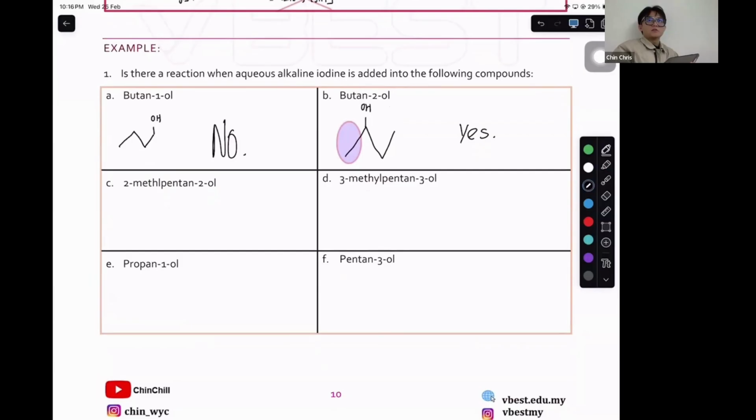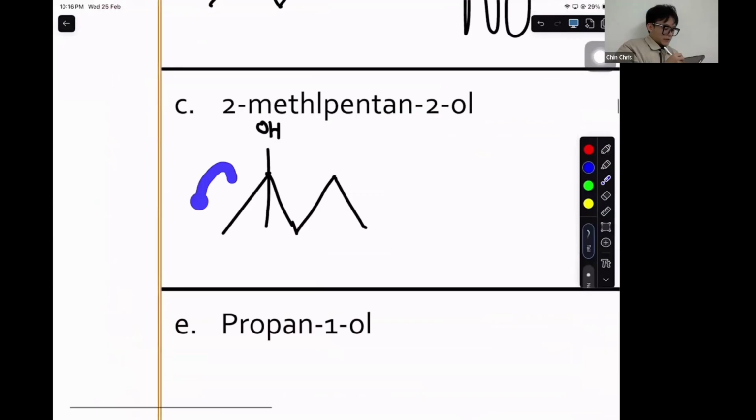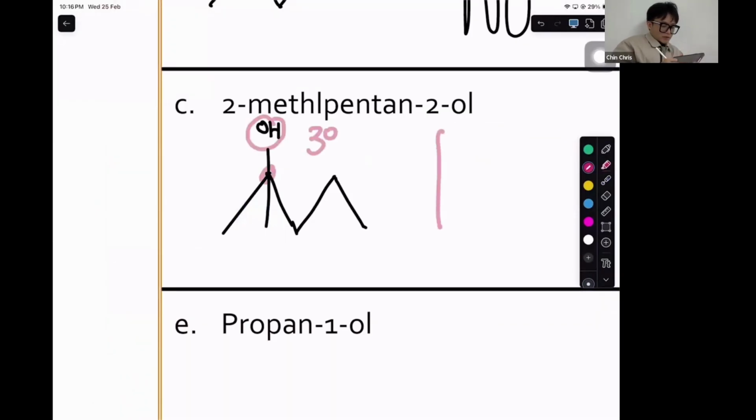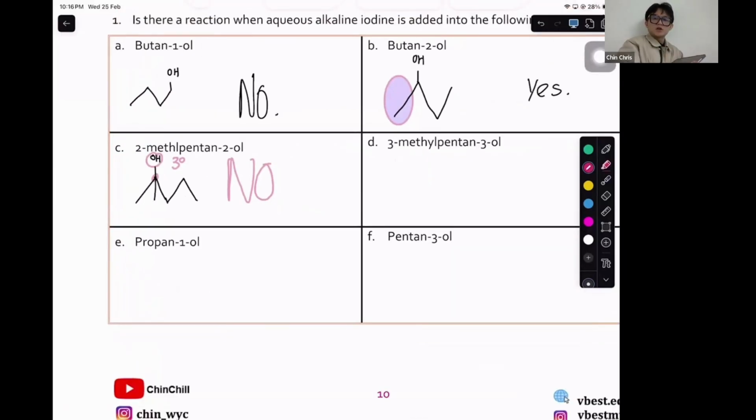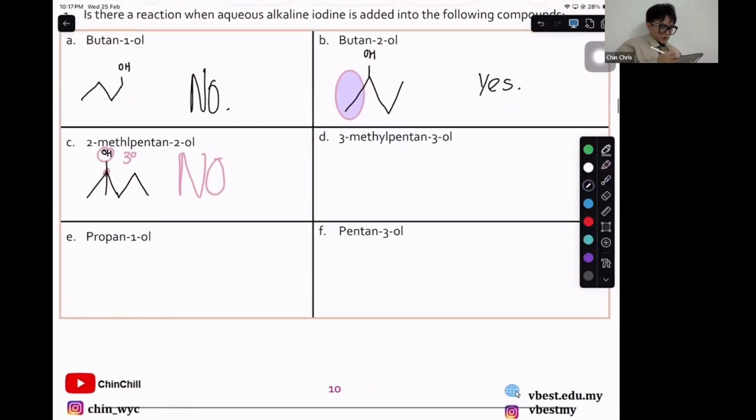2-methylpentan-2-ol. Can or no? Have the methyl next to it. The answer is no. Oh, I know that you guys tell me that there is a CH3 next to it. You are right. But what is this alcohol again? This alcohol is a tertiary. Remember, tertiary can never undergo iodoform. Remember, please.